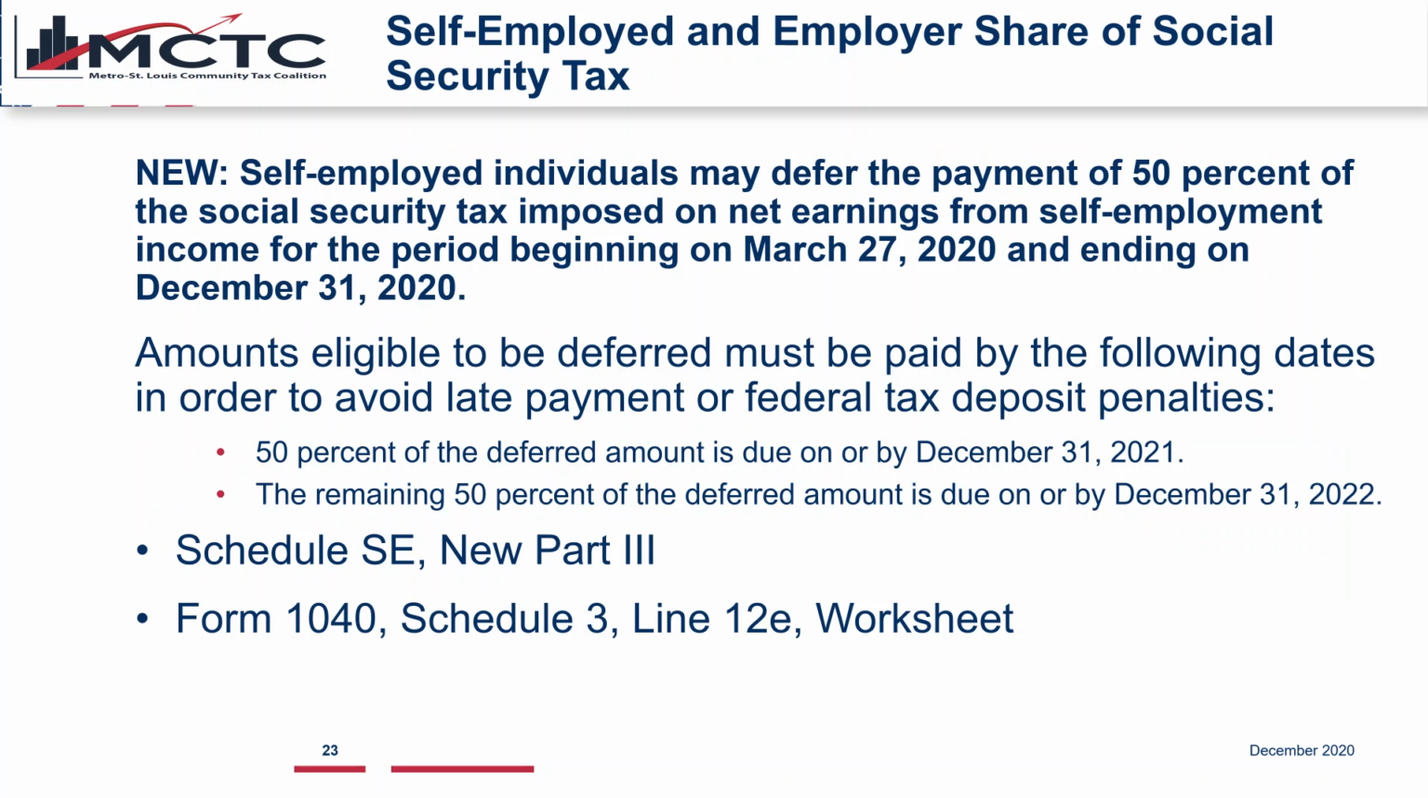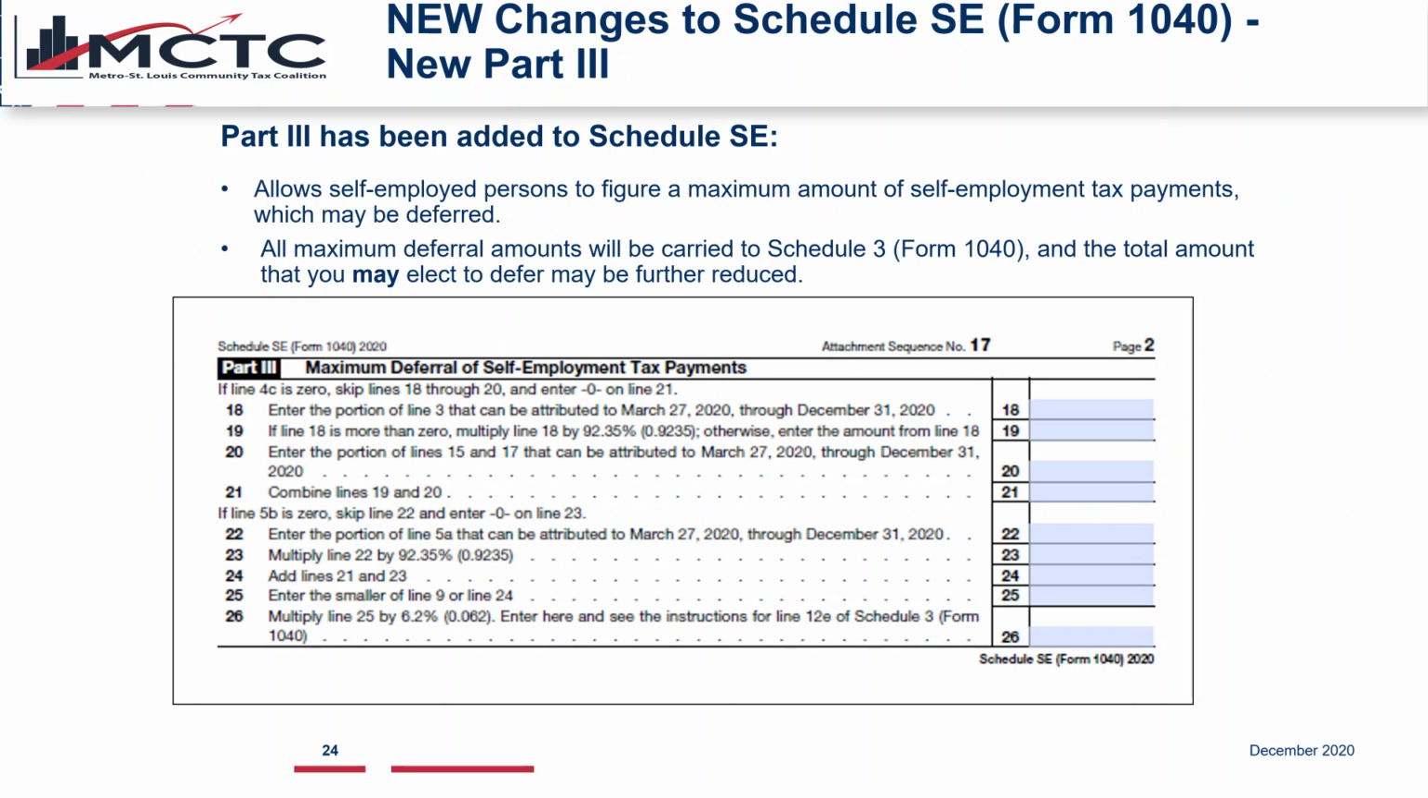One of the other provisions of the CARES Act was self-employed individuals being able to defer payment of 50% of the Social Security tax for the period March 27, 2020, ending December 31 of 2020. So the form that is used to accomplish this is the SE Form 1040 Schedule 3. And this is a screenshot of that particular section.